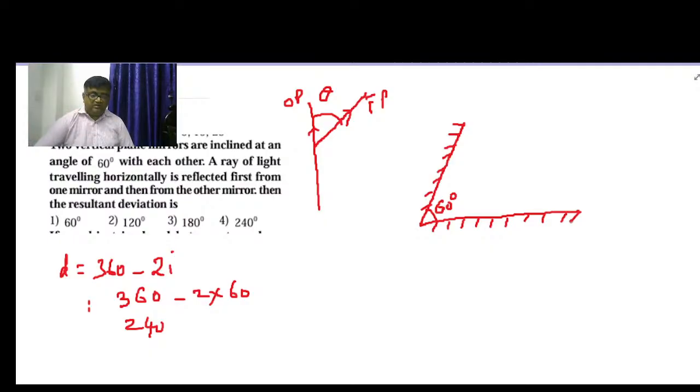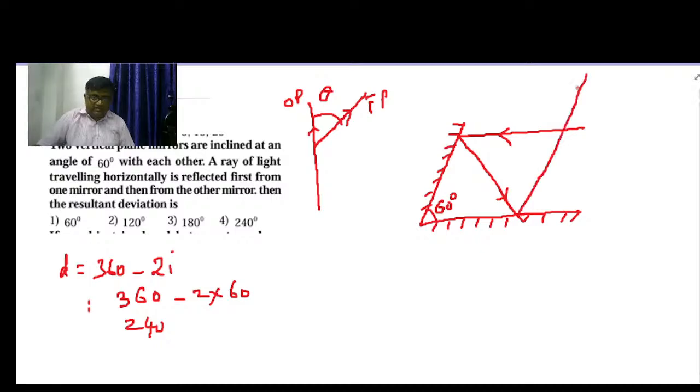So originally the ray was coming like this, and then it underwent a reflection here, and then it underwent one reflection here, and it went like this. So this was the original path and this was the final path. We have to find the angles over here. Because this ray is parallel, I can say that this angle is 60 degrees.